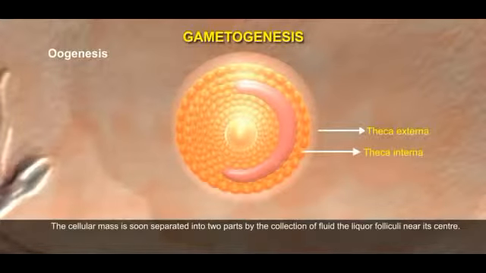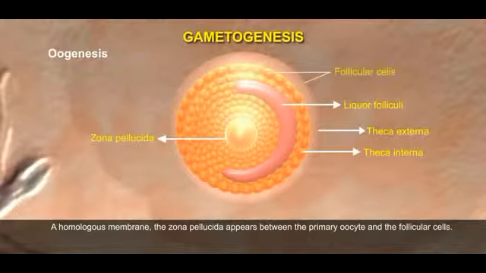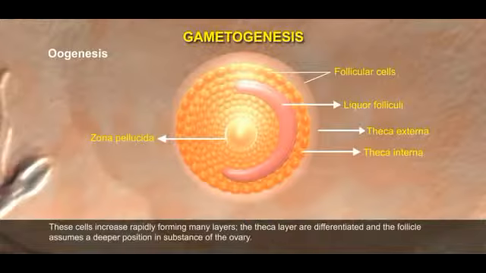The cellular mass is soon separated into 2 parts by the collection of fluid, the liquor folliculi, near its center. A homogeneous membrane, the zona pellucida, appears between the primary oocyte and the follicular cells. These cells increase rapidly, forming many layers. The theca layers are differentiated and the follicle assumes a deeper position in the substance of the ovary.